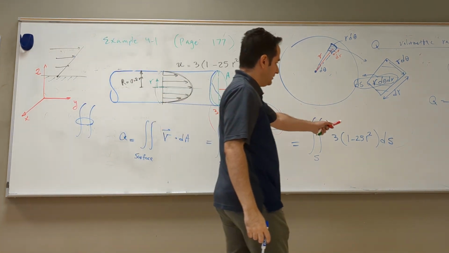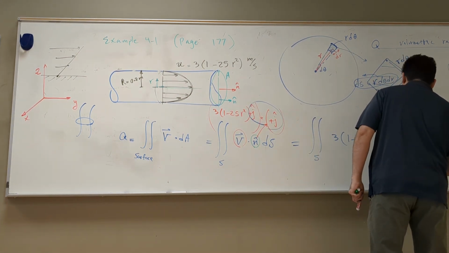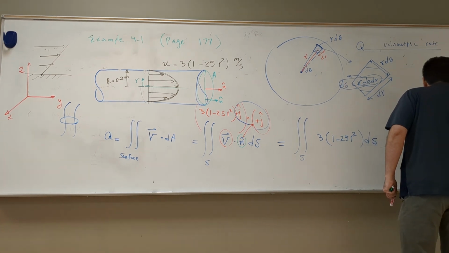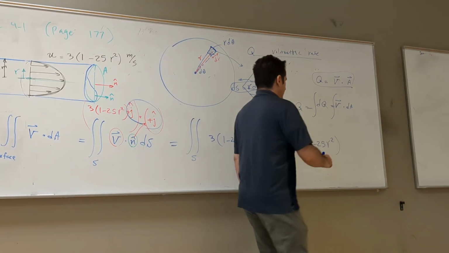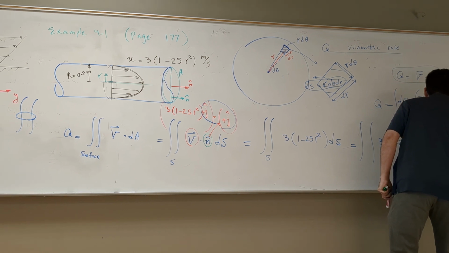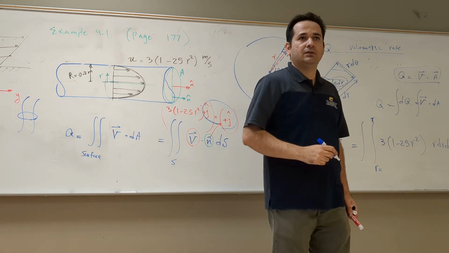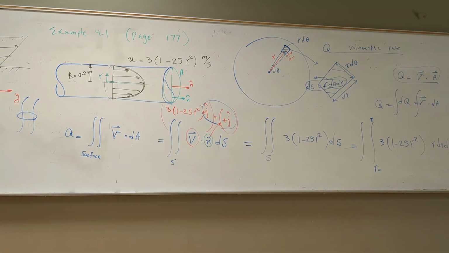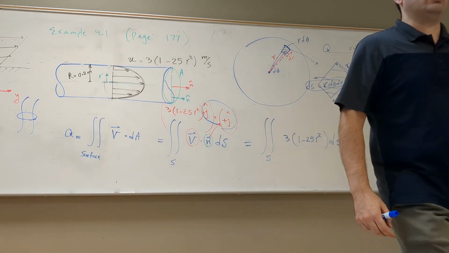So plug it in here. What do you get? Double integral of 3 times (1 minus 25 r squared). So what should I put for ds? r dr d theta. Can you tell me r from where to where? Let me ask, what is the range for r in that double integral? One is theta, one is r. This one is theta, the other one is r. R from where to where?